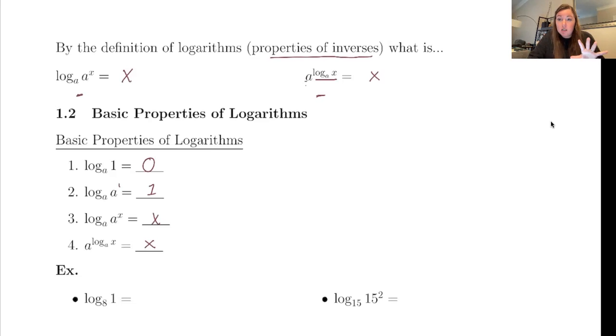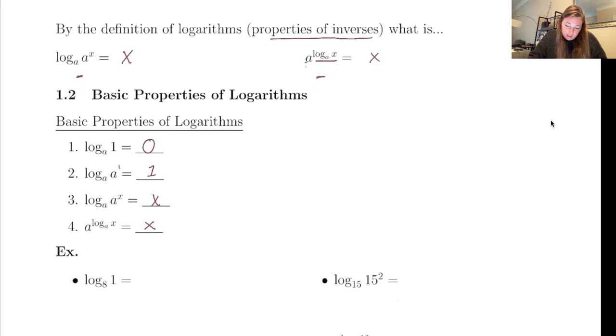And in 4.2, we expand upon those and we get laws of logarithms, which is so fun. I think it's so fun. Okay. I kind of jumped ahead in my notes. So now let's do some examples with these properties.